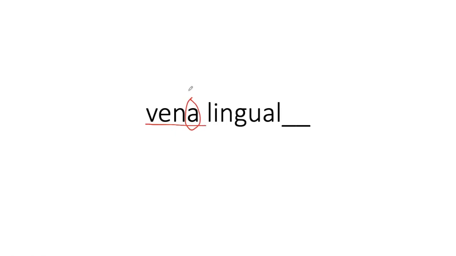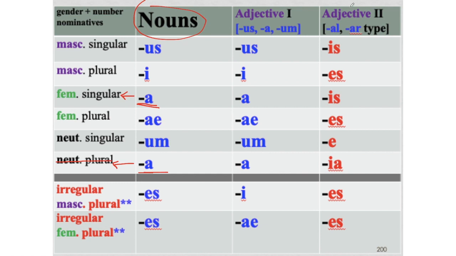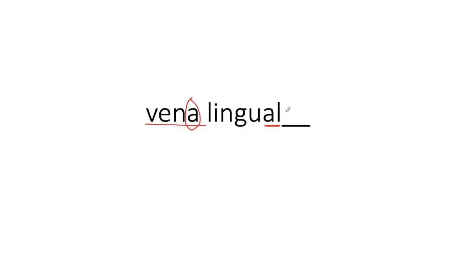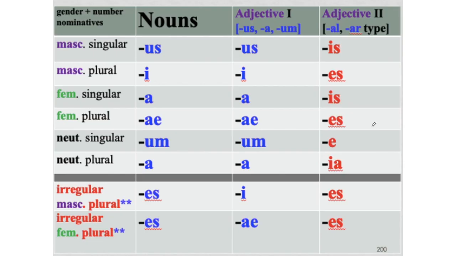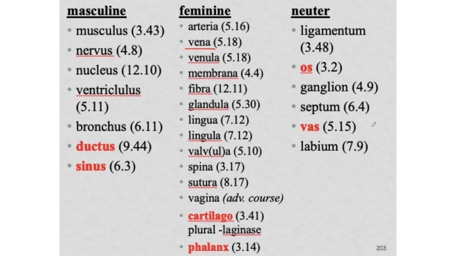Okay, so if that's the case, then that also means this adjective is feminine singular, and we see that it is an al-ar adjective. So we go to the al-ar adjectives column, we look at feminine singular and see where the two line up, and that is at the ending is. So the answer to this one is vena lingualis. Super simple.